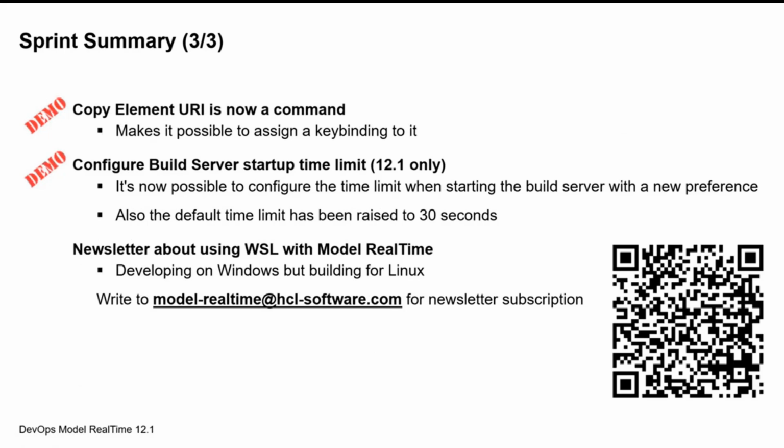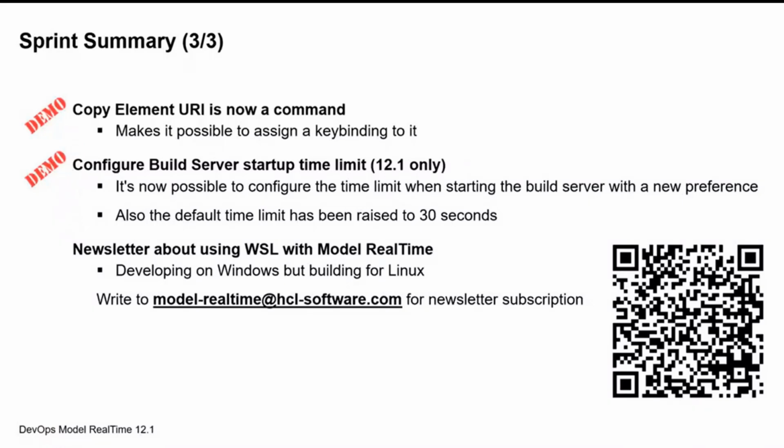In last sprint, we demoed some improvements to the copy element URI, which now supports navigating into a specific line in a code snippet. A feedback we got back then was that it would be useful if this could be done with a key binding, so that you can invoke it as an Eclipse command. So that we have now done in this sprint.